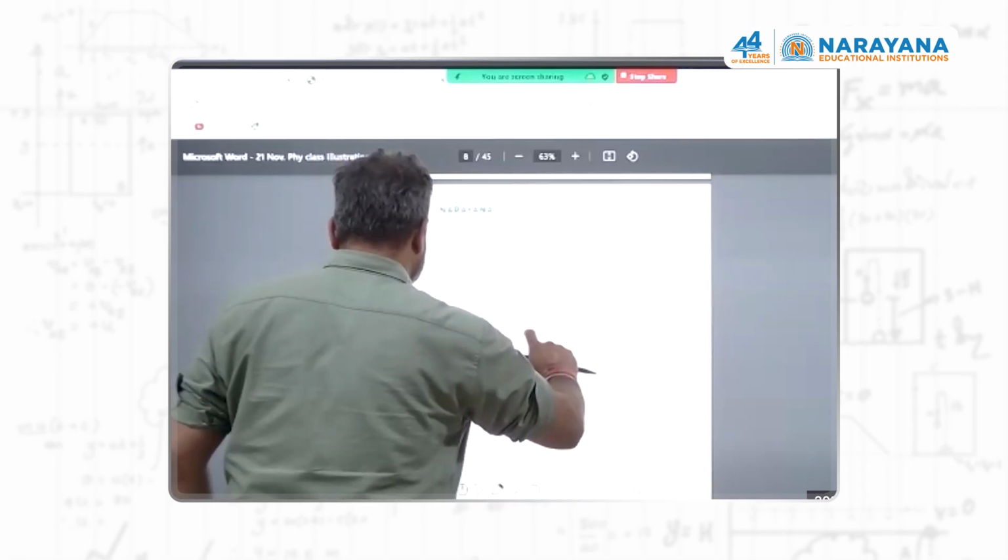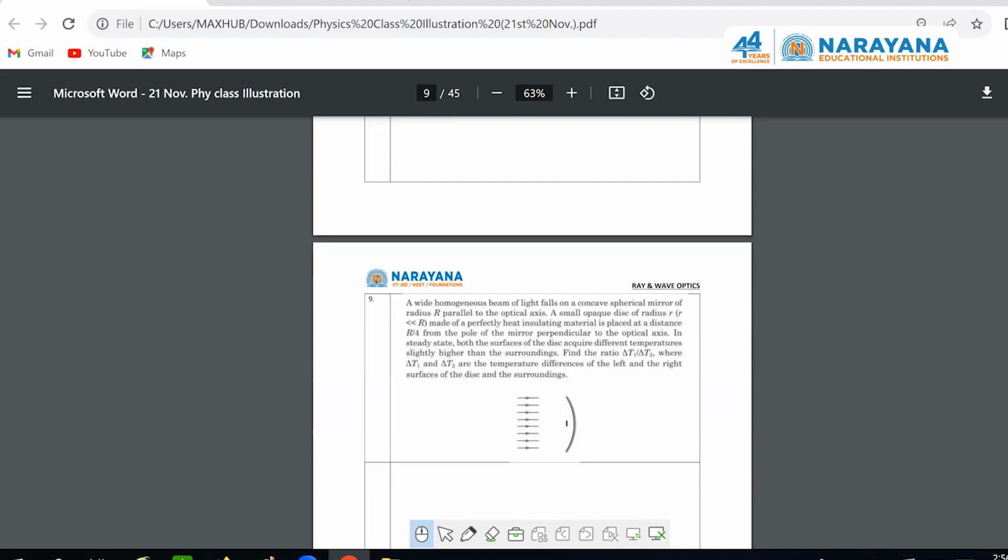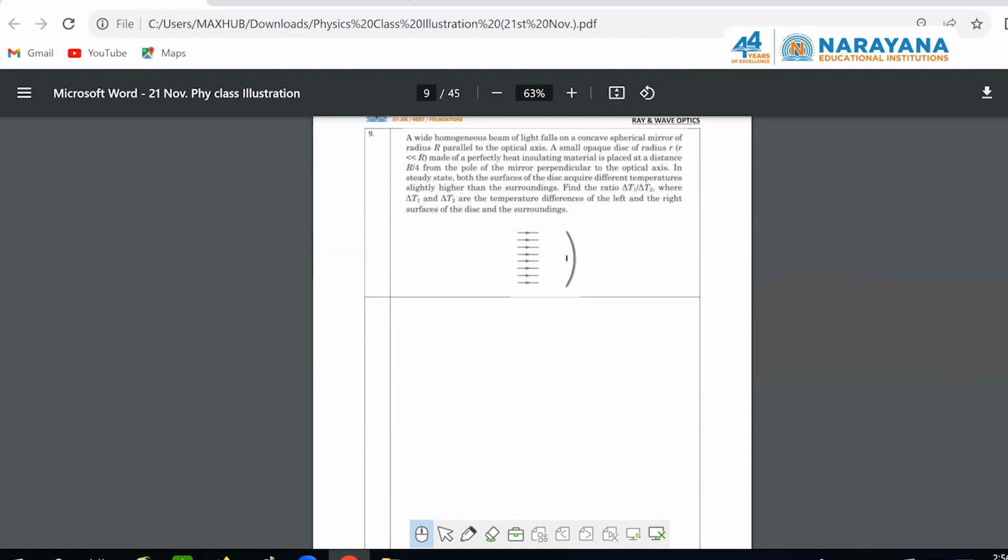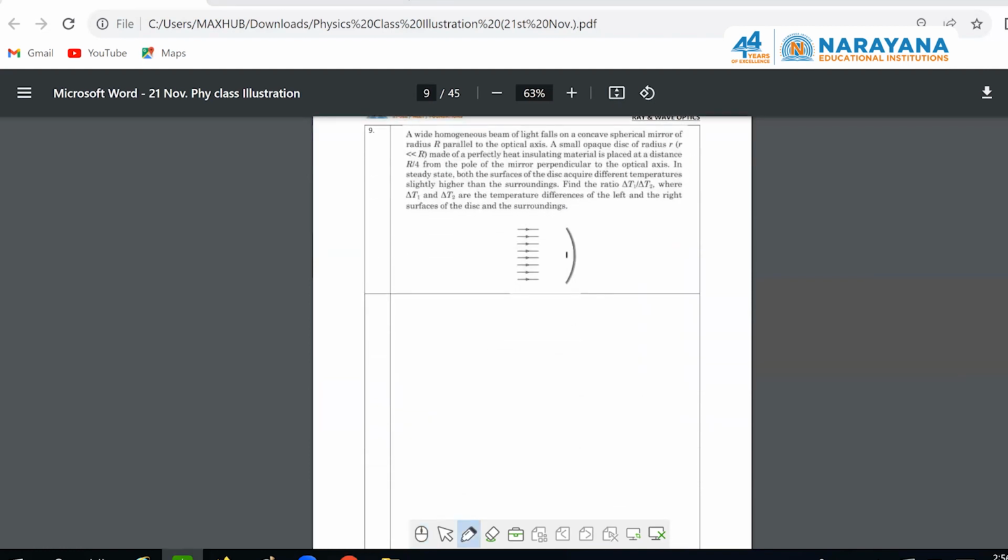Just take up this question number 9. A fundamental problem, read it, where he has used the concept of radiation also. So let me just read this problem. There is a wide homogeneous beam of light. So I'll draw this setup. This is my concave mirror, right?